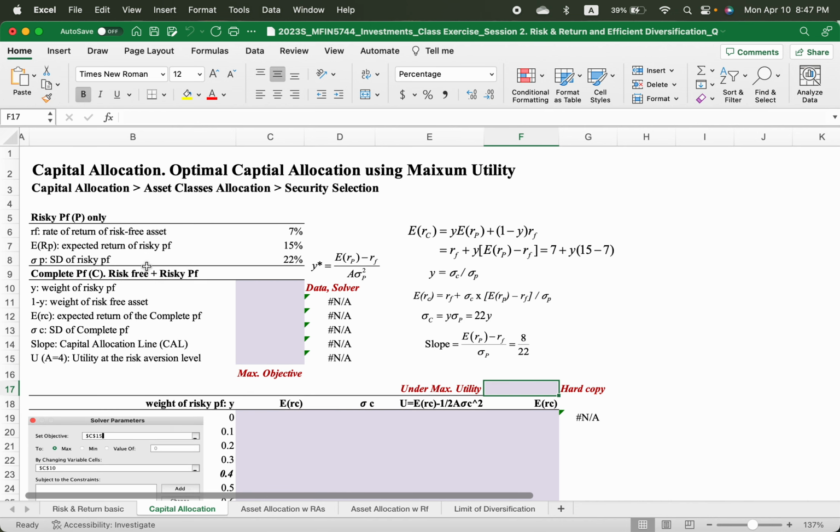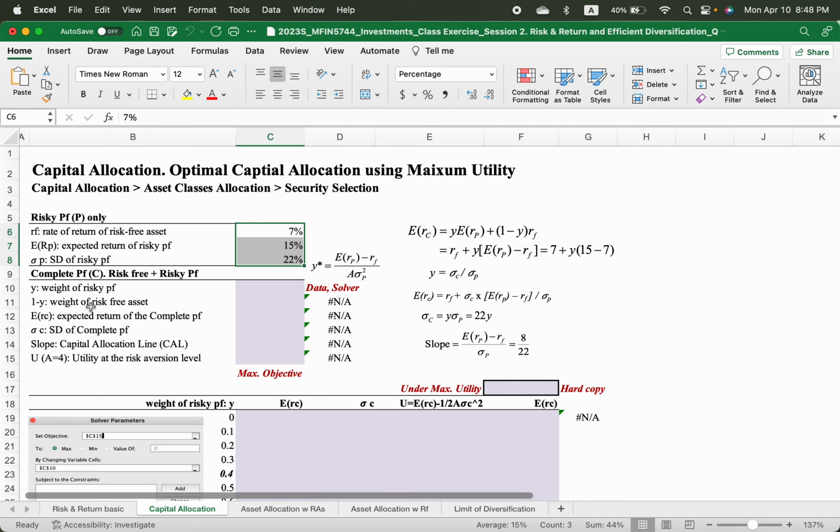So we have two portfolios. One is the risky portfolio, and the other one is the risk-free asset portfolio. But once we combine this risky asset and risk-free asset portfolio, then finally we have this complete portfolio, C, right? So here, risky portfolio only, we have the 7% rate of return for the risk-free asset, and the expected rate of return of the risky portfolio, and the standard deviation of the risky portfolio. We have the information here.